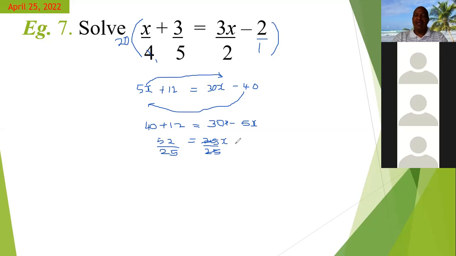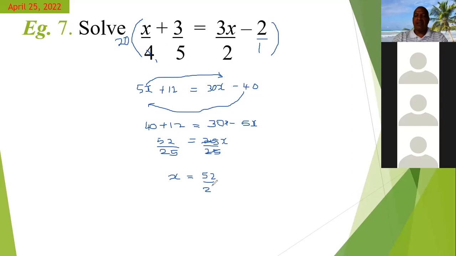Now we can flip around the equation, put the x on this side now, and put what we calculated on the left side on the right side. So this becomes 52 over 25. All right. So you see, sorry, it's supposed to be 52 over 25. All right, 52 over 25.